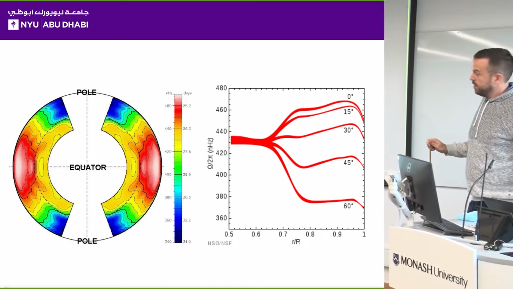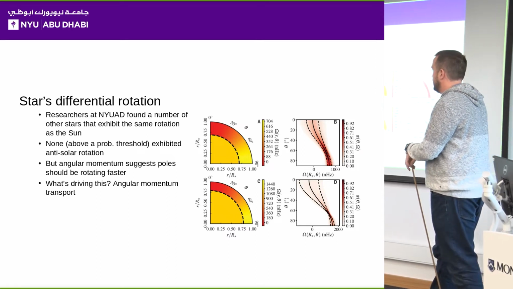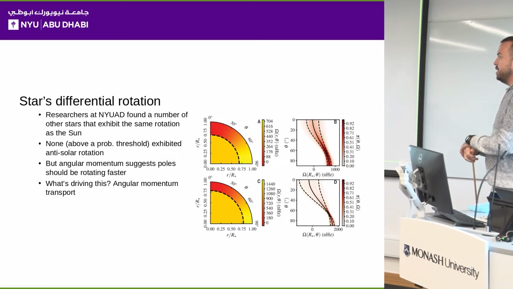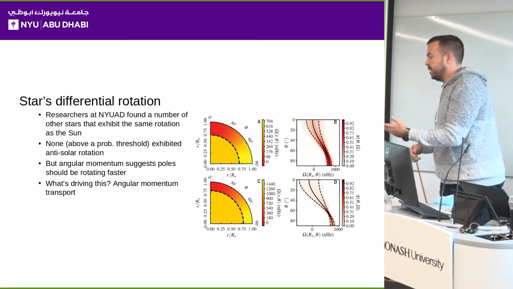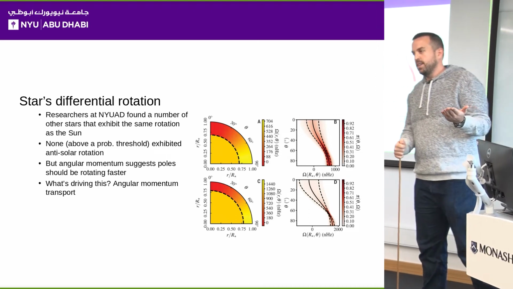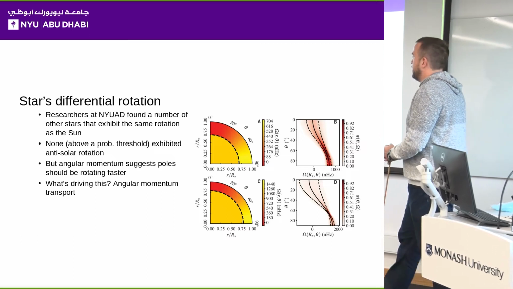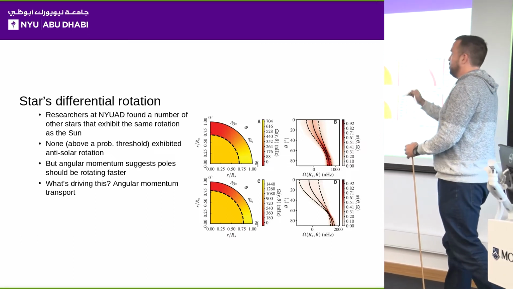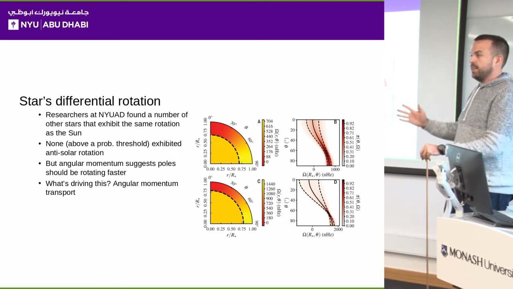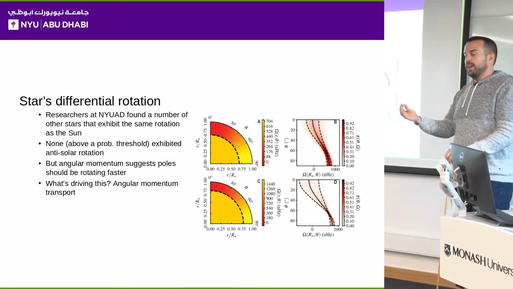And this has recently been extended to other stars. Some researchers at my center applied similar techniques to asteroseismic data. They were interested in how many other stars rotate like our sun. What they found is that most stars above a reasonable probability threshold rotate the same way as our sun. So other sun-like stars rotate faster at the equator than at the poles.